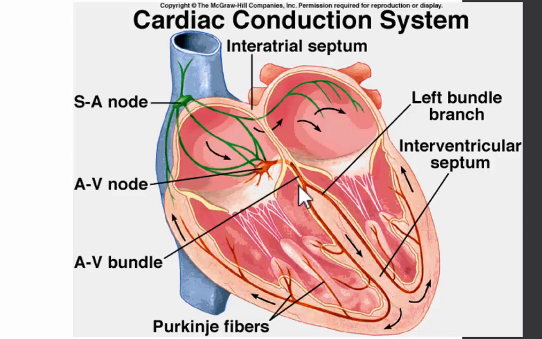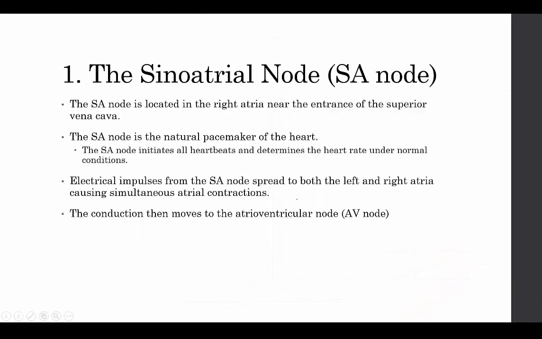From there, the signal moves into the left and right bundle branches towards the apex of the heart, comes back up around into the ventricle walls and into the Purkinje fibers. So the SA node is located in the right atrium near the entrance of the superior vena cava. The SA node, of course, is the natural pacemaker of the heart. It initiates all the heartbeats and determines the heart rate under normal conditions.